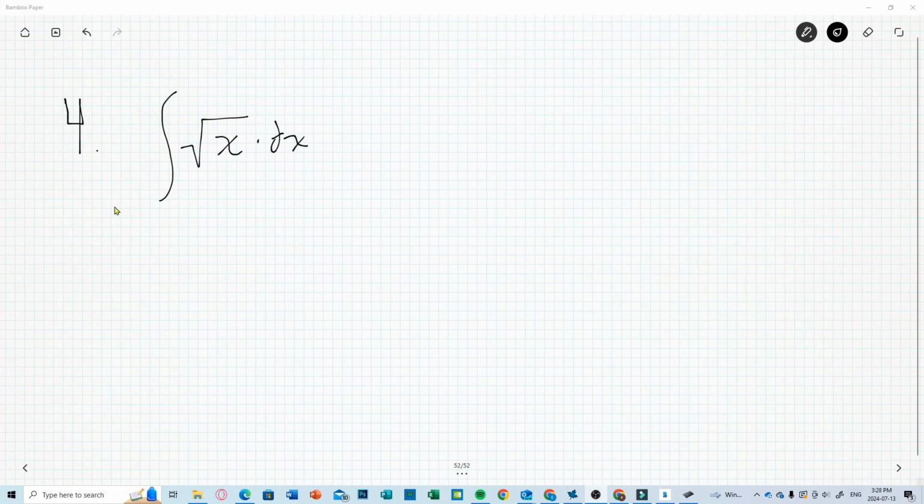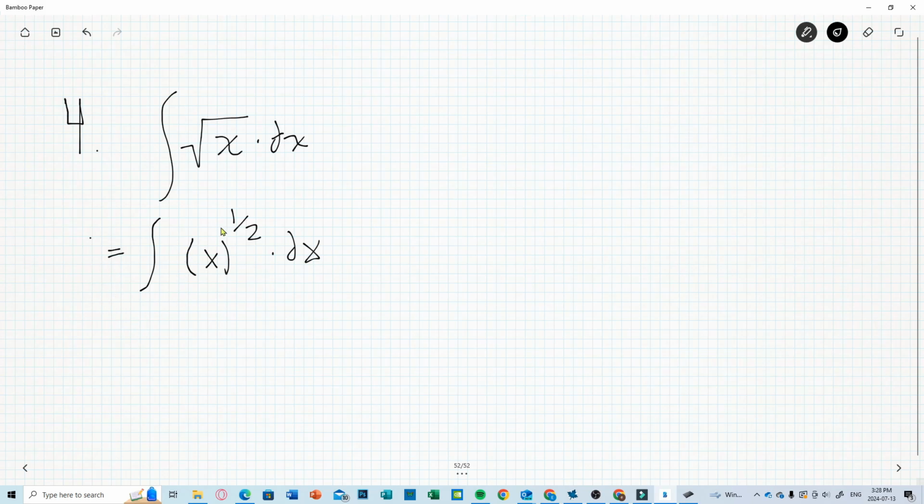So this question might look a little bit hard to start, but it's not that bad. The only difference between this and a normal integral is the square root. So what we can do instead is we can write it as x to the 1/2 multiplied by dx, because that's the same thing as writing the square root.